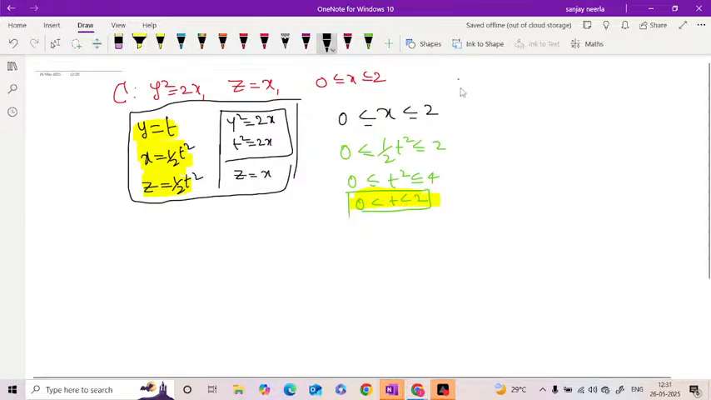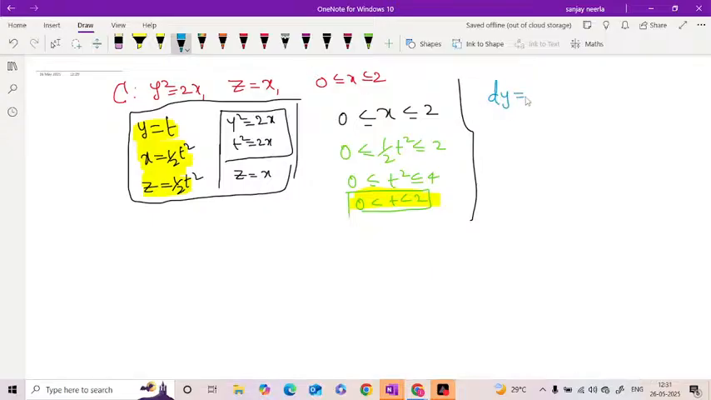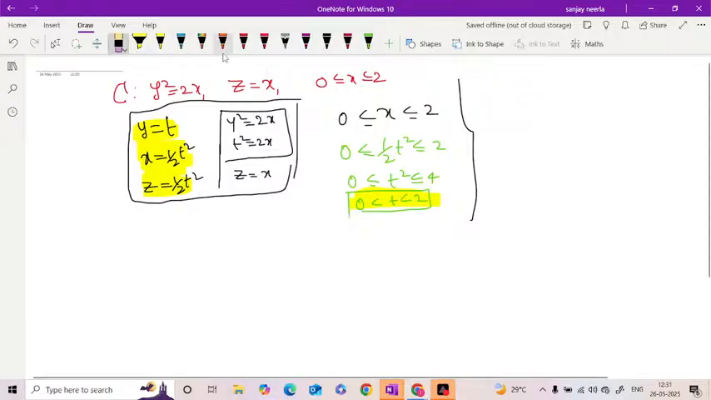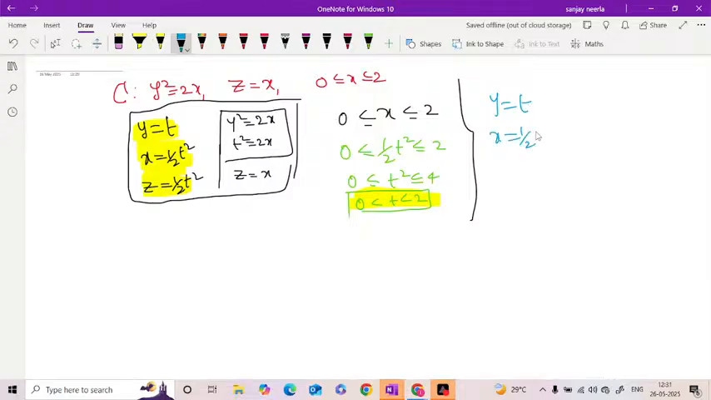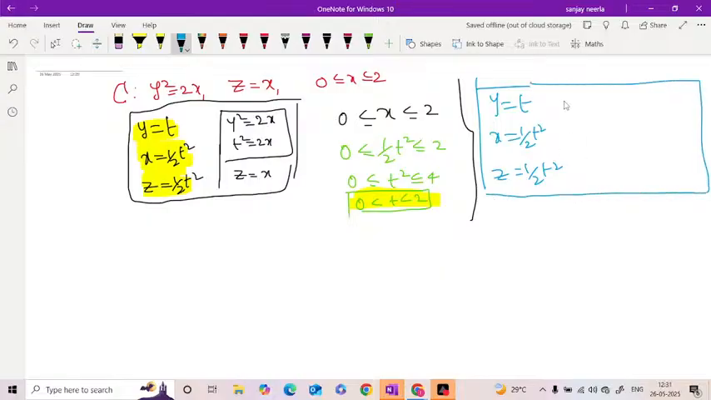Next one, now what is the dy? Okay, I will write again. So y is equal to t we are assuming, and x is equal to 1 by 2 t square, and z is equal to 1 by 2 t square. Now in place of dy you have to write dt, in place of dx you have to write t dt, in place of dz you have to write t dt only.